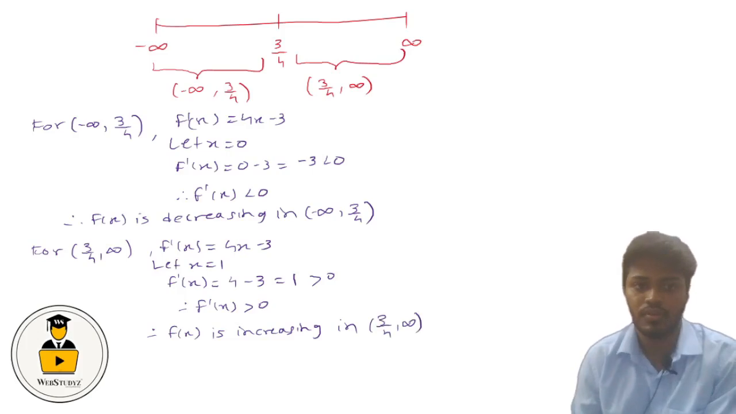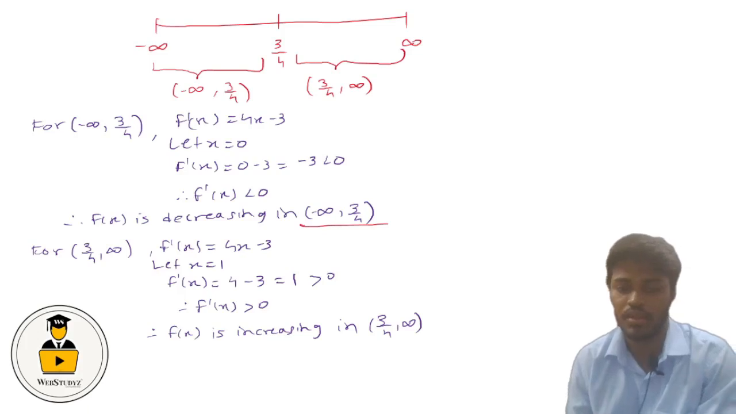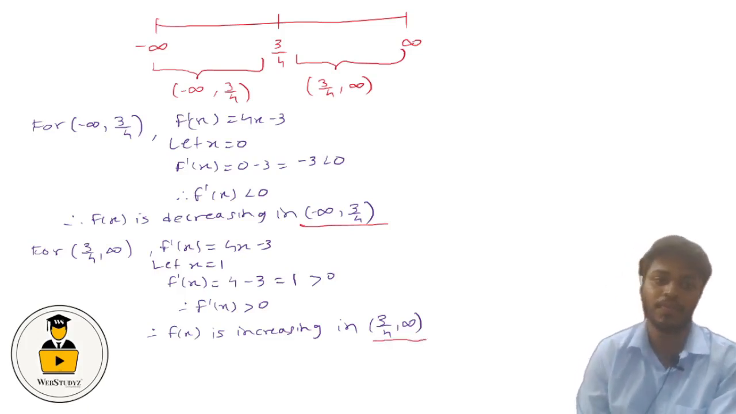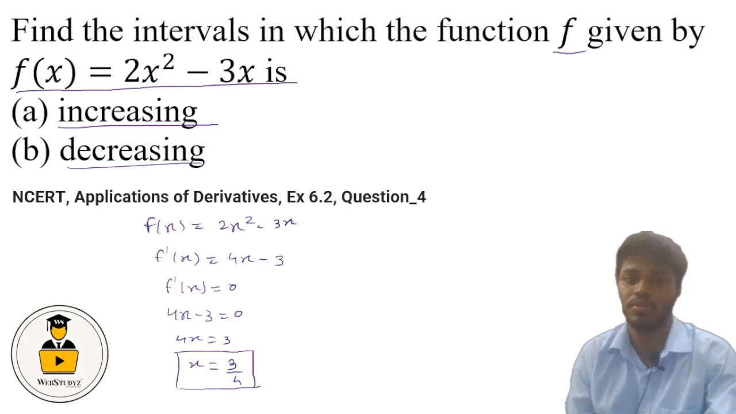So we have found that the function is decreasing in the interval minus infinity to 3 upon 4, and f of x is increasing in 3 by 4 to infinity. So we have found the intervals in which the function is decreasing or increasing. I hope you have understood well, and thank you.